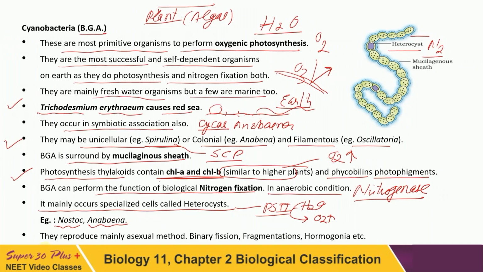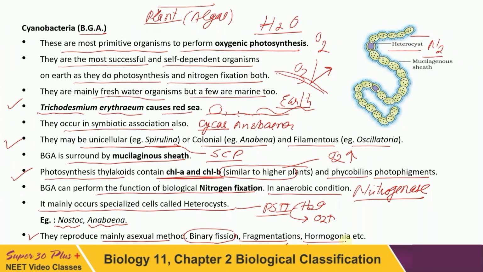Regarding their reproduction, they reproduce just like other monerans by asexual methods. The most common one is binary fission. Another is fragmentation, where one filamentous alga is cut into pieces by the movement of any aquatic animal, and each piece, each fragment, is able to develop into a new plant.